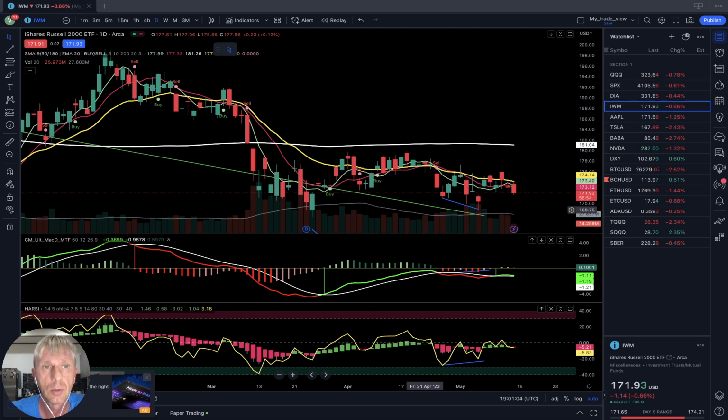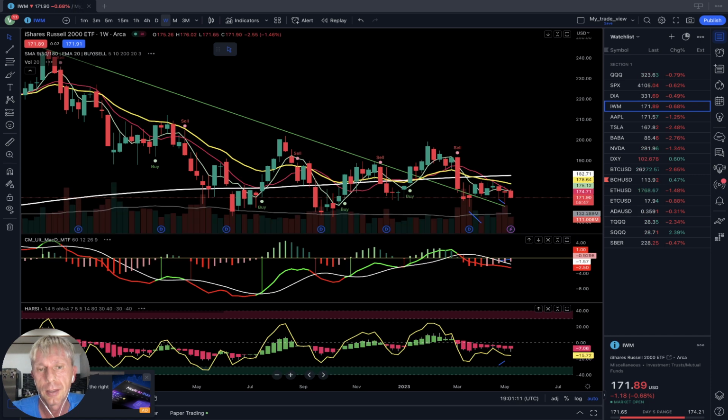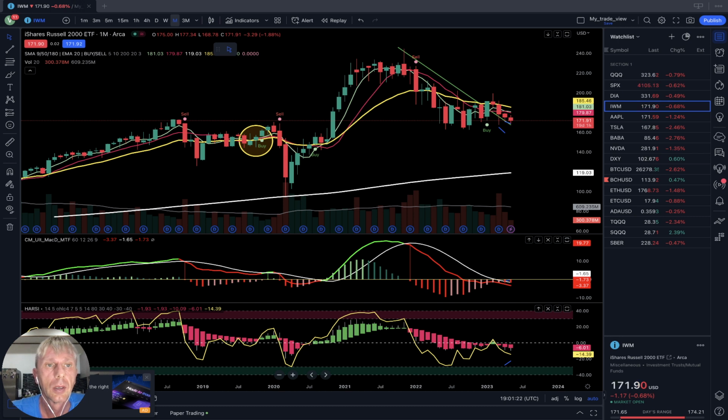Let's see what's going on weekly on IWM. You see, even weekly is below 200. It is very weak. Even weekly below 200. Let's see monthly. Monthly still above 200. Okay, IWM very bearish.